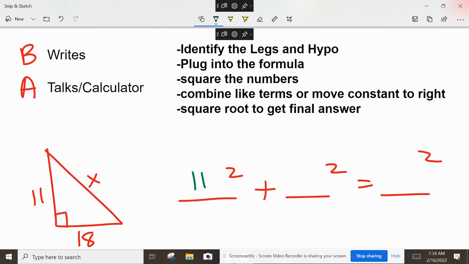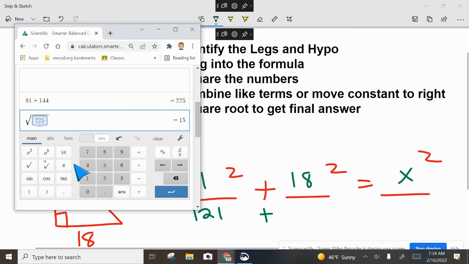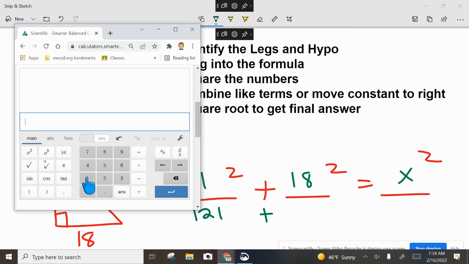All right, it'd be 11 squared, 18 squared, and x squared. We're good? Then I would get the calculator out. I know 11 squared is 121, but I have no idea what 18 squared is. So let me get this calculator out. And I can even get fancy here. I'm going to go 11 squared plus, since I know it's right here, 18 squared. Again, look at how I wrote this out. Look at how useful I used my calculator.